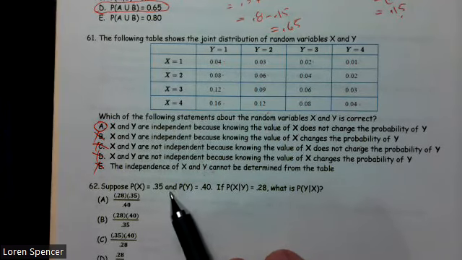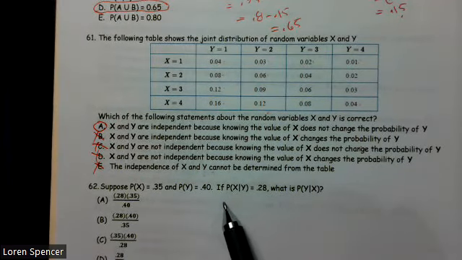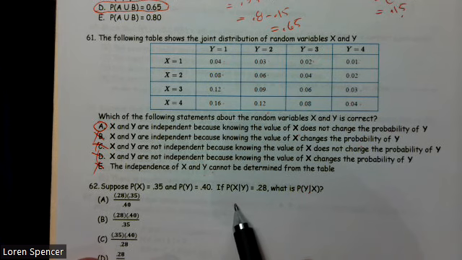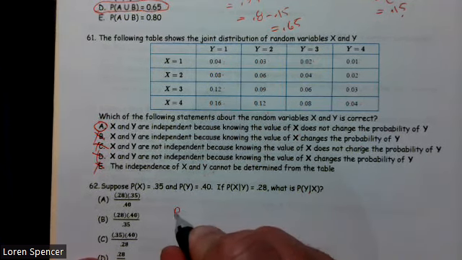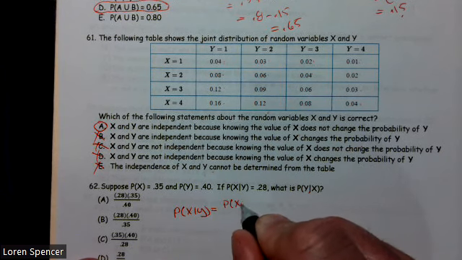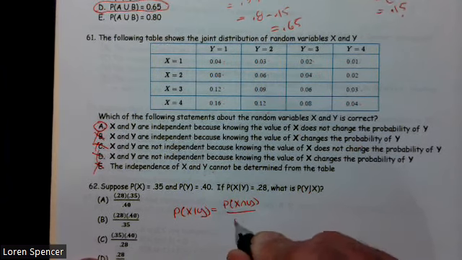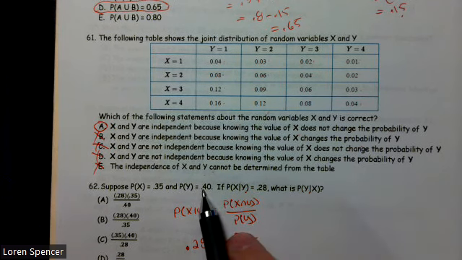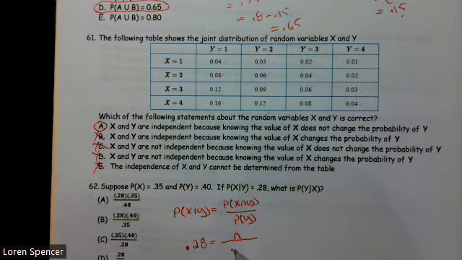So suppose probability of x equals 0.35 and the probability of y is 0.4. If the probability of x and y is 0.28, what's the probability of y given x? All right, so let's set this up. The probability of x given y equals the probability of x and y over the probability of y. So I'm going to start plugging in what I know. I know x given y is 0.28. So 0.28 equals, and I'm just going to use the intersection symbol for the top part because I don't know that, but I know the bottom part is 0.40.